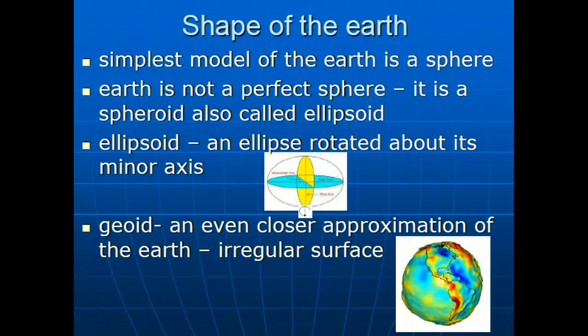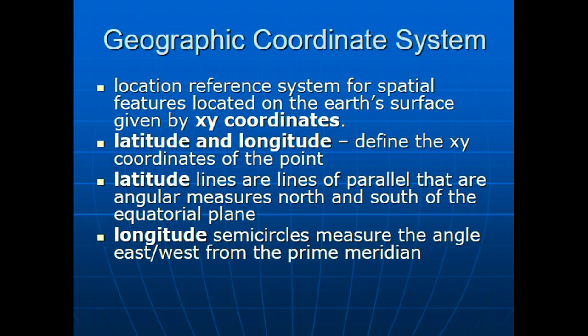And if we really want to look at the true shape of the Earth, we must include its three-dimensional aspect. So a geoid is an even closer approximation of the Earth because it considers its irregular surfaces. All maps must be tied to a geographic coordinate system. A geographic coordinate system is a location reference system for spatial features located on the Earth's surface given by an XY coordinate. We use latitude and longitude, which are both defined by XY coordinates of a point.